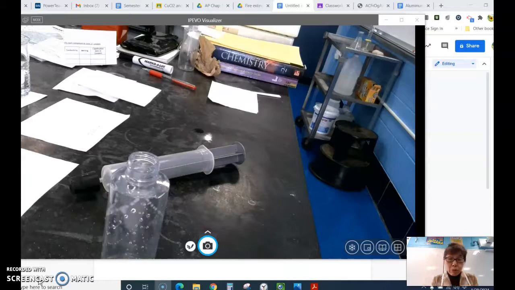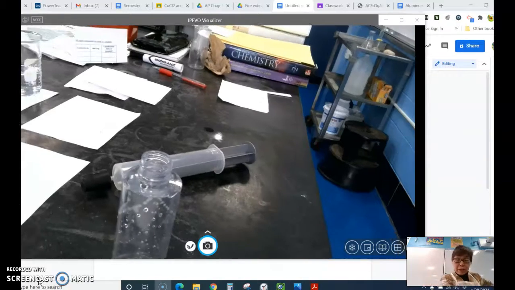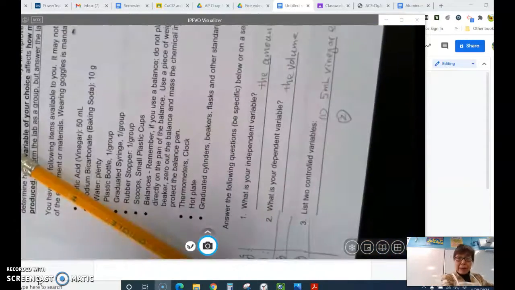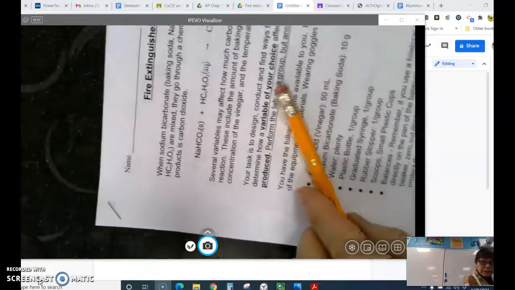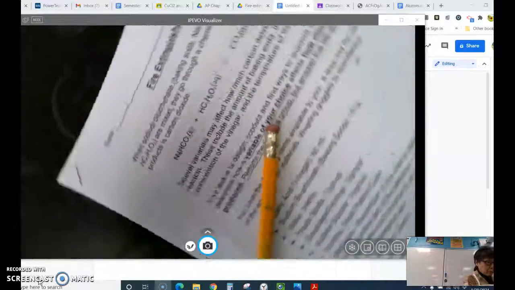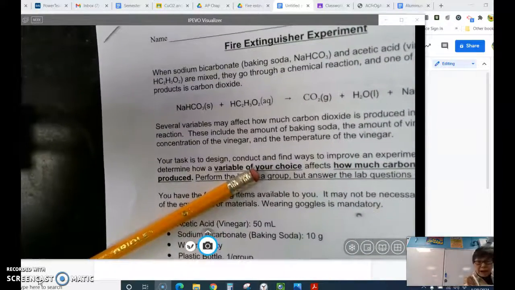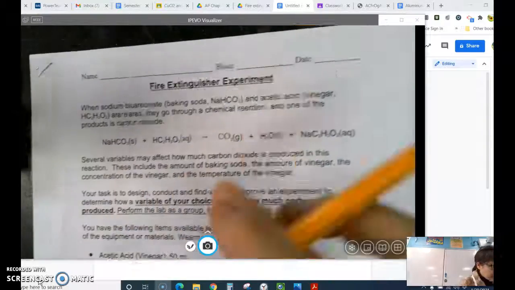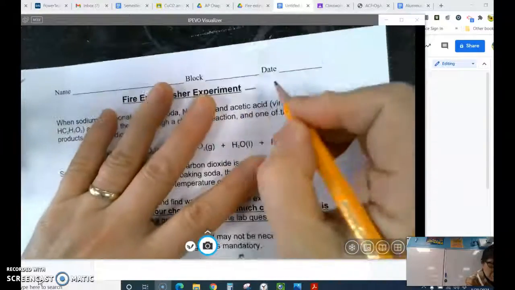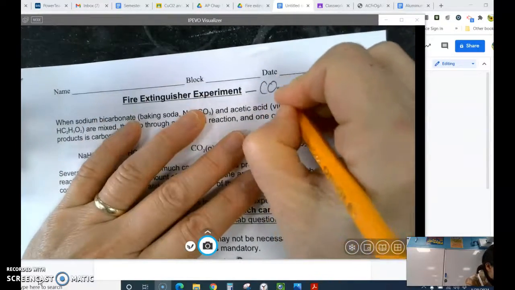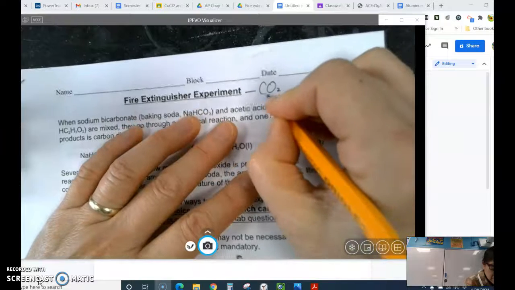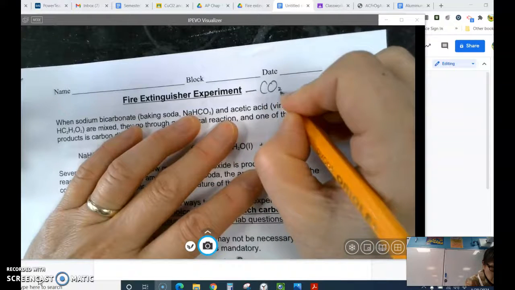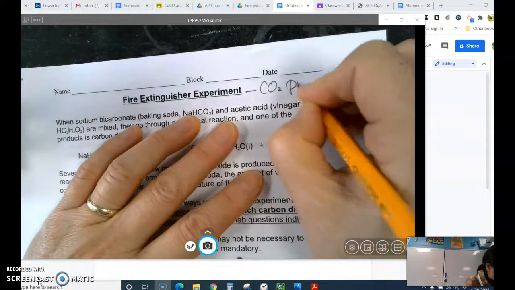Okay, so today we are going to talk about the lab. This lab is called the fire extinguisher experiment, and it is also called CO2 production, with a capital C, capital O, and subscript 2.